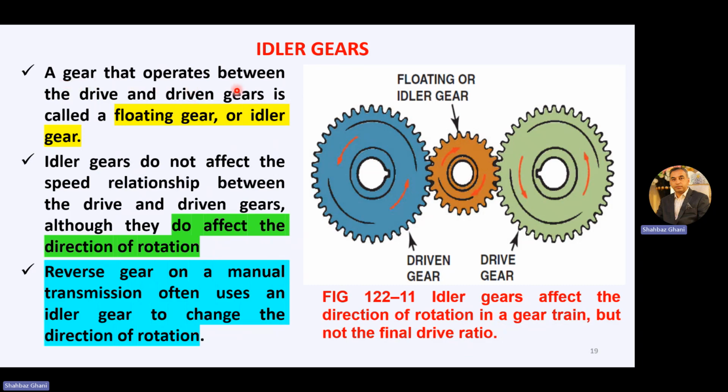A gear that operates between the drive and the driven gear is called a floating gear or idler gear. So this is a floating gear or idler gear, which is operating in between the drive and the driven gear. Idler gears do not affect the speed relationship between the drive and the driven gear, although they do affect the direction of rotation. The primary purpose is to change the direction of rotation. Reverse gears on a manual transmission often use an idler gear to change the direction of rotation.